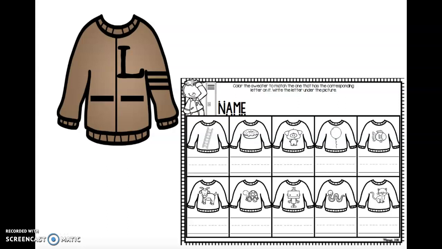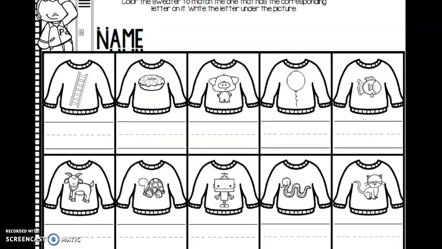For this activity, you will need to sit near the colored sweaters that you see on the screen. Your teacher might have them on a wall. Write your name on your paper. We are going to match the beginning sound to the pictures we see on our paper.